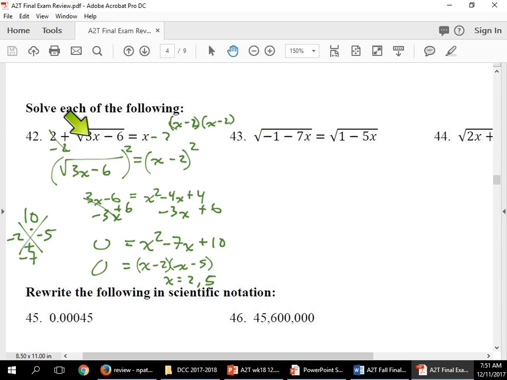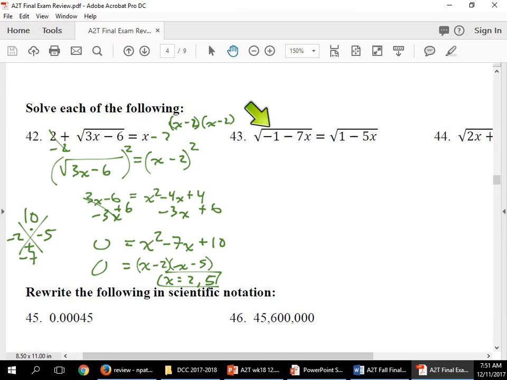If I plug 2 into this, do I get a negative? No, I get a 0, but is that okay? Can I square root 0? Yes, you can. If I plug a 5 into this, do I get a negative? No. Okay, so both of these answers are good. You always have to check your answers for radical equations. And these are radical because there's a square root sign right there.